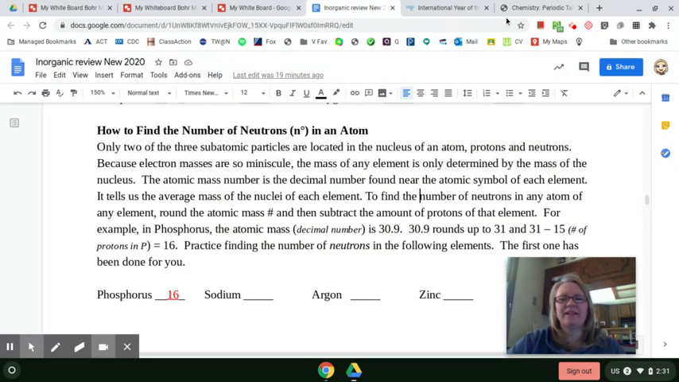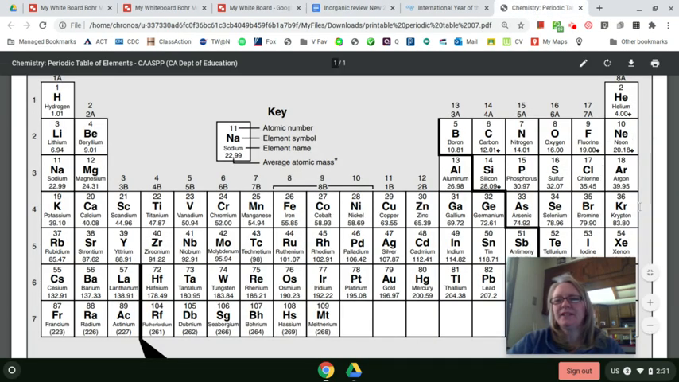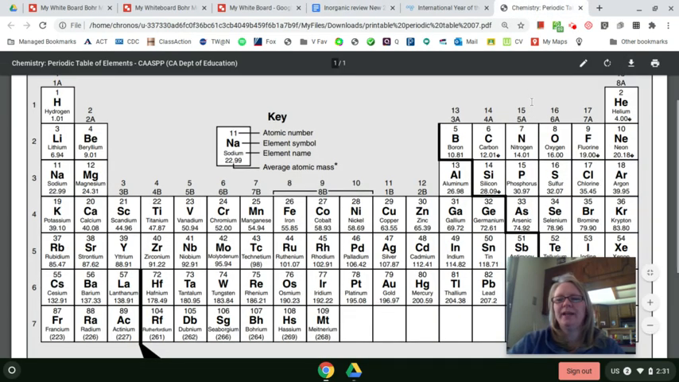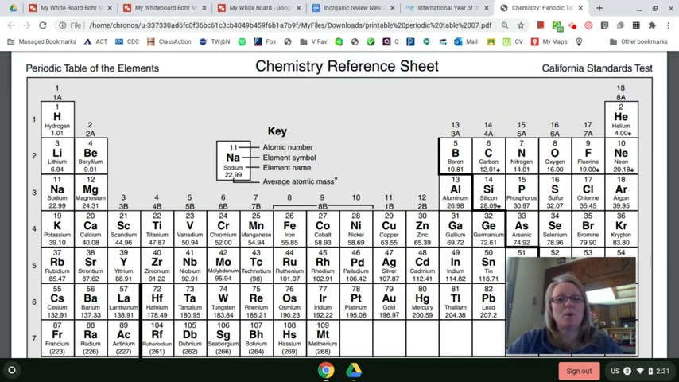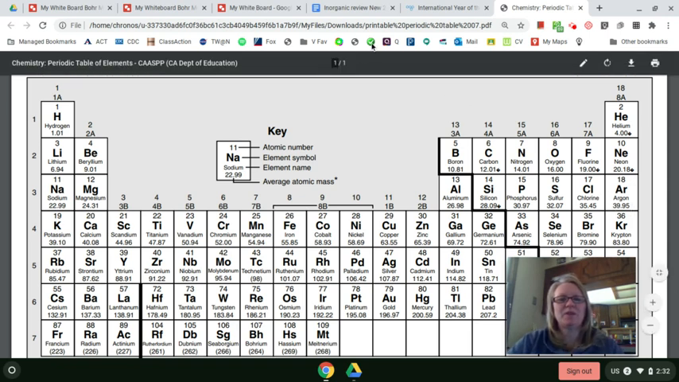Our next one for practice is argon. Let's go over here to the noble gas column, that group 18. And if you remember, all the groups are numbered at the very top all the way across, 1 on the left all the way across to 18. So argon is in group 18. And it happens to be element number 18 because it has 18 protons. So round the atomic mass, 39.95 rounds to 40. 40 minus 18 is 22. And so argon has 22 neutrons. I'll give you a little time to do the next one on your own.